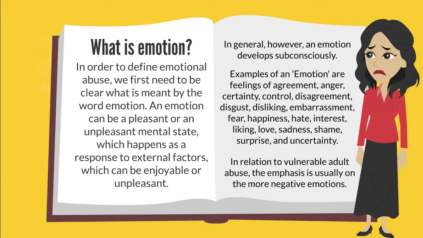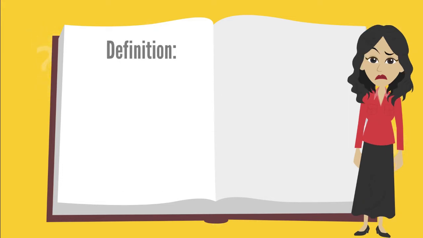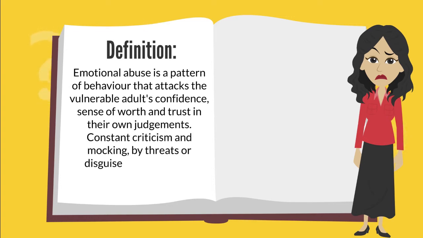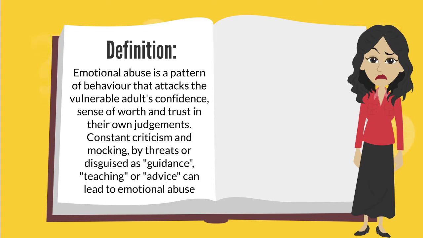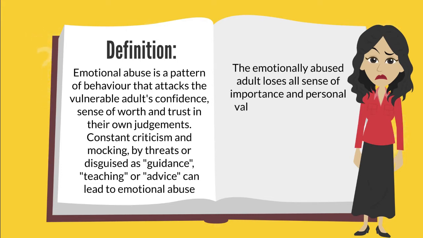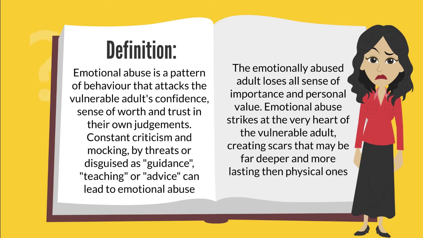In relation to vulnerable adult abuse, the emphasis is usually on the more negative emotions. A definition of this is, emotional abuse is a pattern of behaviour that attacks the vulnerable adult's confidence, sense of worth, and trust in their own judgments. Constant criticism and mocking, by threats or disguised as guidance, teaching, or advice, can lead to emotional abuse. The emotionally abused adult loses all sense of importance and personal value.